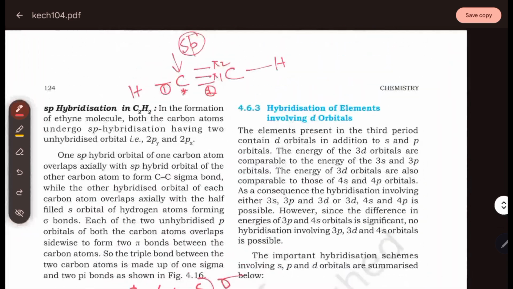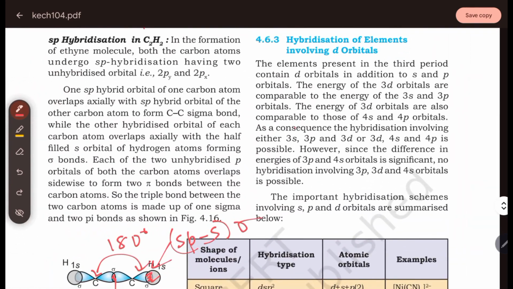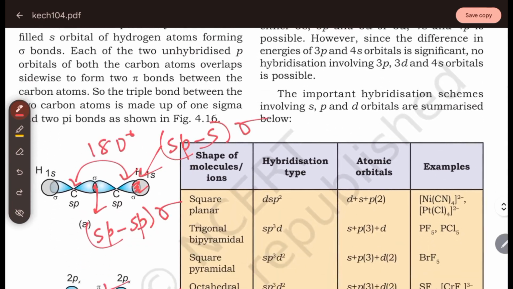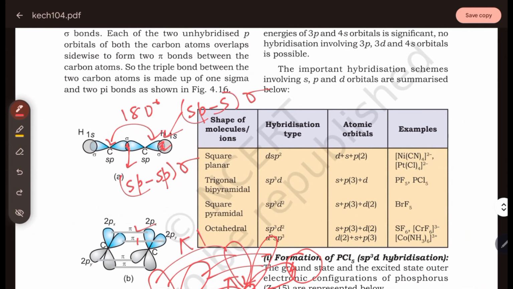Now over here you can see hybridization of elements involving d orbitals. So d orbitals may give square planar geometry. We can see over here 1s, 2p and d. So dsp2 is a square planar geometry. sp3d is trigonal bipyramidal, 1s, 3p, 1d. So combining atomic orbitals are 5.